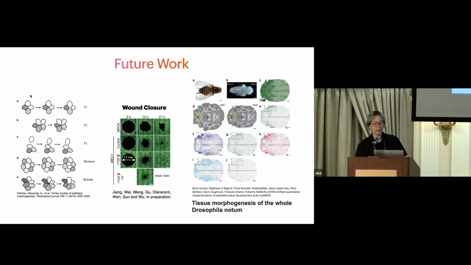And once we have that figured out, we can continue working on the wound closure, trying to use our model to simulate other types of wound closure, look at the shape, and then compare that to the experiment. And then finally, we are also interested in using our model to see whether it can match the experiment in the whole Drosophila notum as well. If our model is working, then it's going to be impressive.